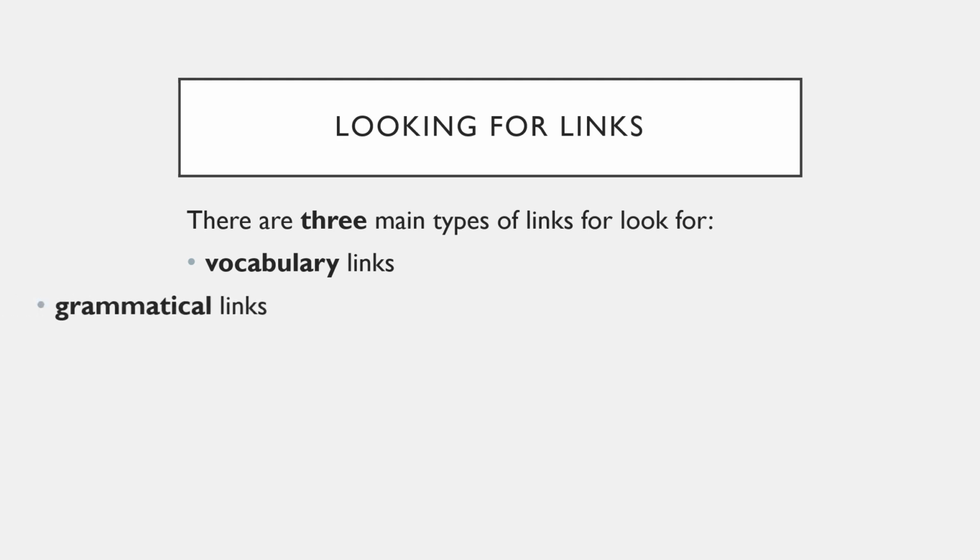The next kind of link is when ideas are linked grammatically. One of the most useful things to be aware of here is the use of pronouns. So if one of the paragraphs begins with she, it, or these, think about what these pronouns refer to. They must refer back to something or someone that's already been mentioned in the text. Another important kind of grammatical link is the use of conjunctions, linking words, and phrases.